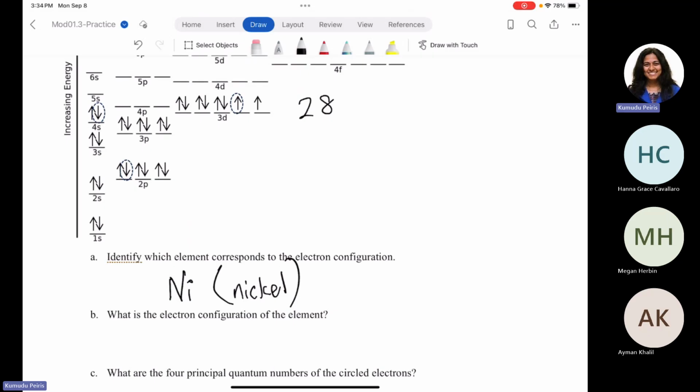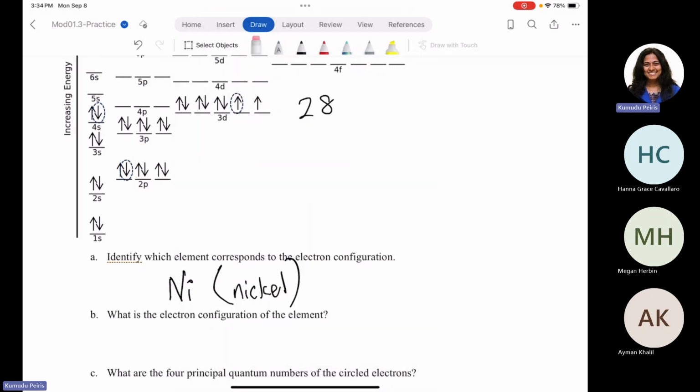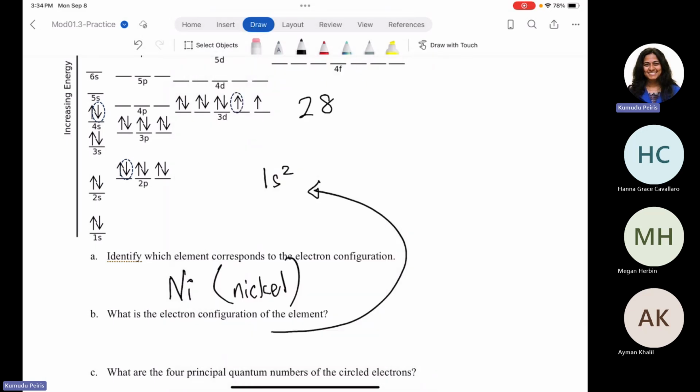Since I'm going to write that, I'll write the electron configuration here. You can just see how I am writing this. I'm starting with the 1s2 and then go to the 2s2. Then you will see all 6 electrons are filled in p orbitals in energy level 2, 2p6.